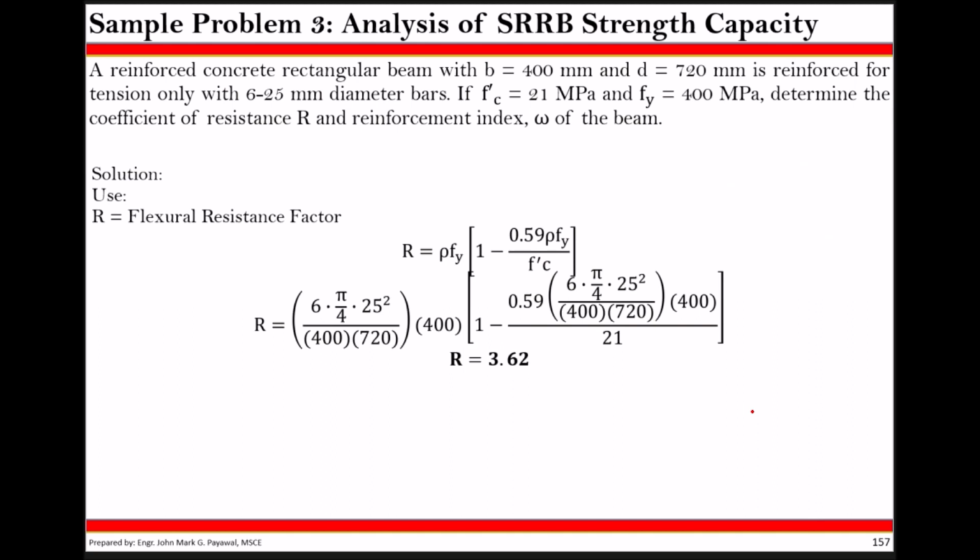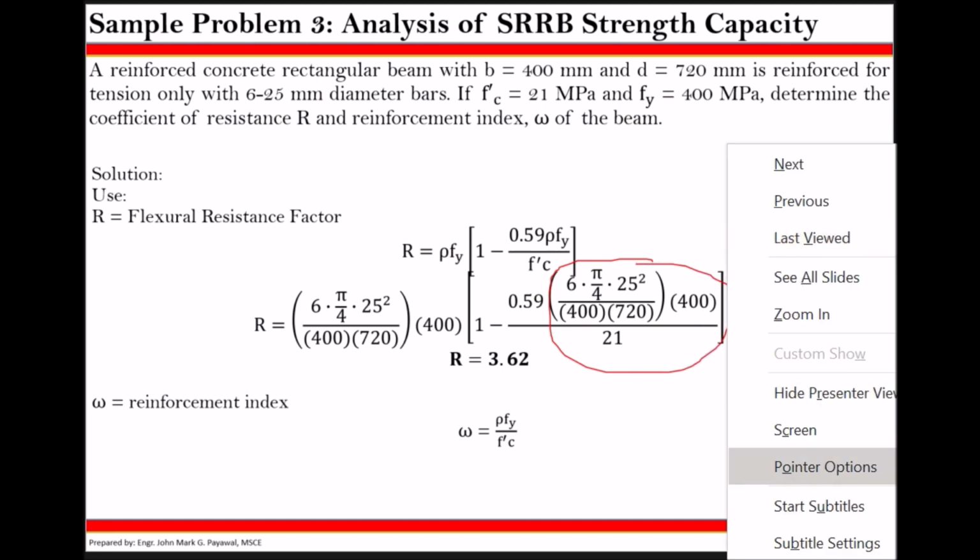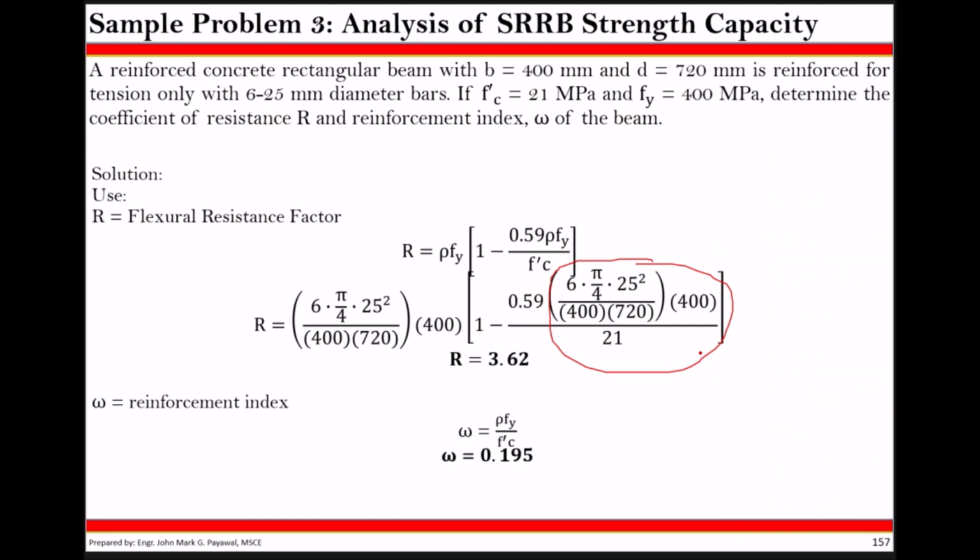After solving for R, we need to compute for the reinforcement index. But the reinforcement index is just rho Fy over Fc prime. Here, if we take out 0.59 and isolate this term, we already have computed for the reinforcement index, which would be 0.195. Before proceeding, please check if you can get 0.195.